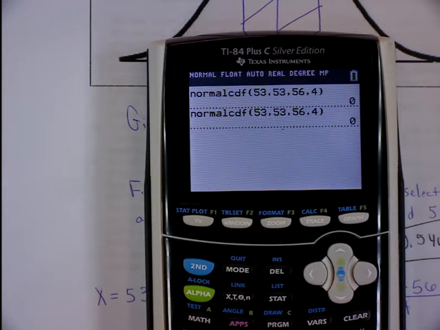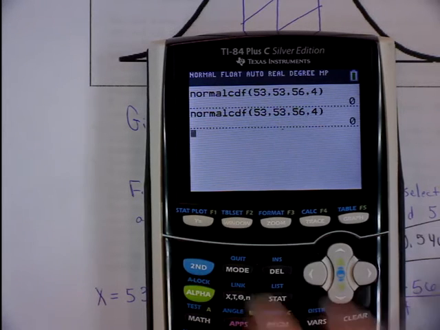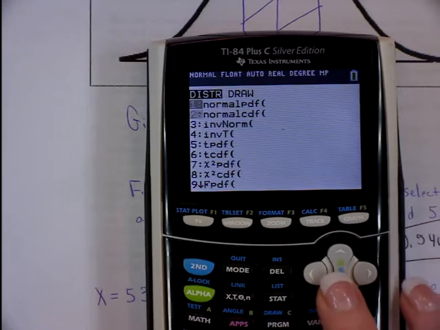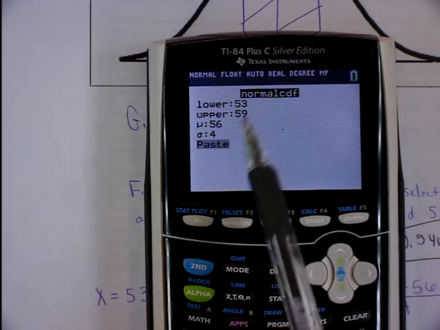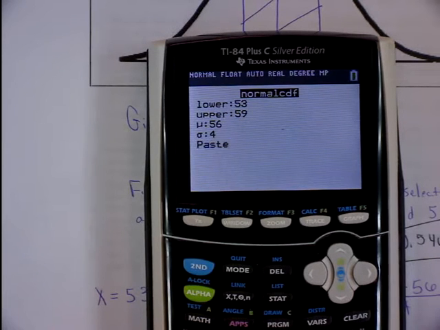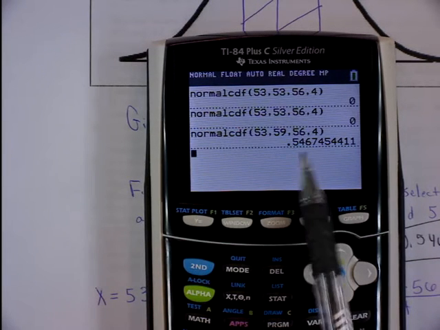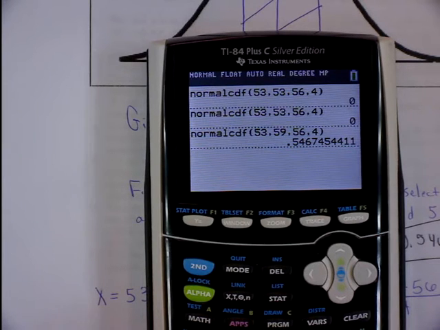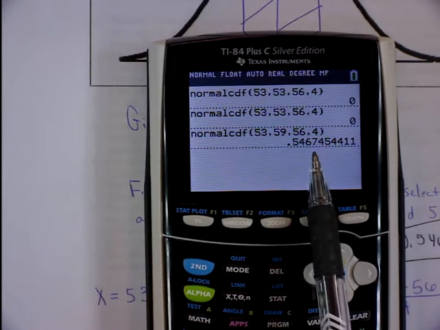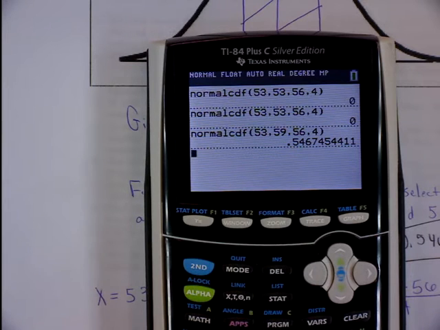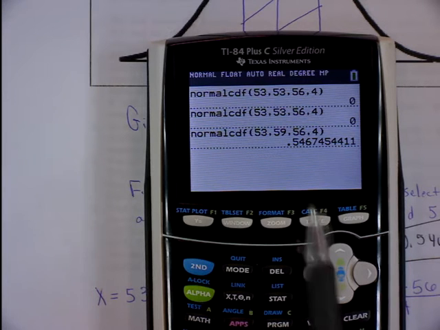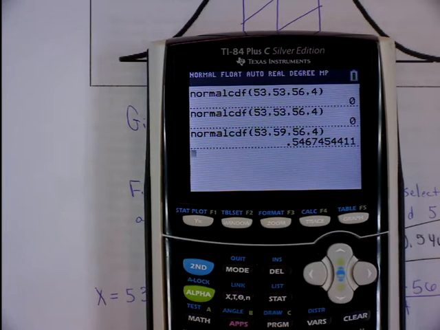And let me try this again. I put in 53, 53. Sorry about that. 53, 59, 56, 4, and paste. There we go. Smaller, larger, mean, standard deviation. 0.5467. Now by the table we got 0.5468, but the calculator gives 0.5467. On the test, go for the 0.5468 or 54.68%. And I will not have 0.5467 as an answer choice.